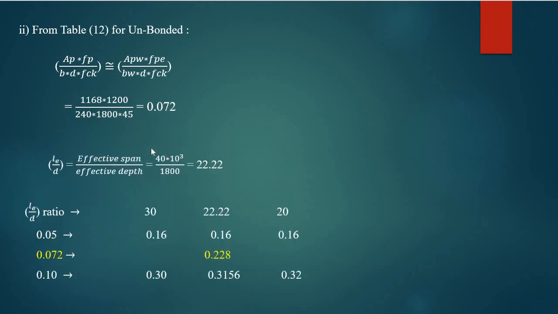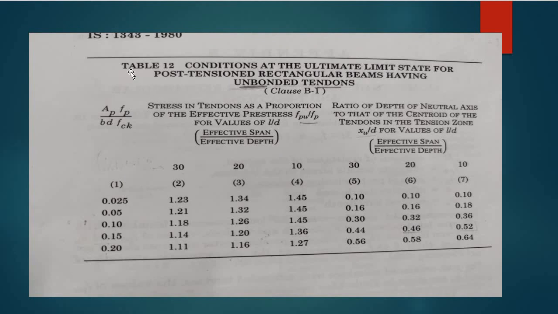After this ratio calculation, we should find out how much the L by D ratio is, that is effective span by effective depth. Effective span is 40 meter, convert it into mm, so 40 into 10 power 3 by effective depth 1800, we get L by D ratio as 22.22. By using these two values, let me show you the table. Here, we should refer to table 12.